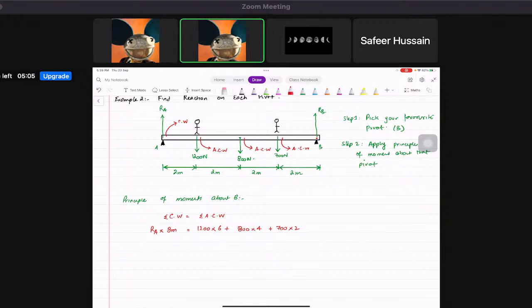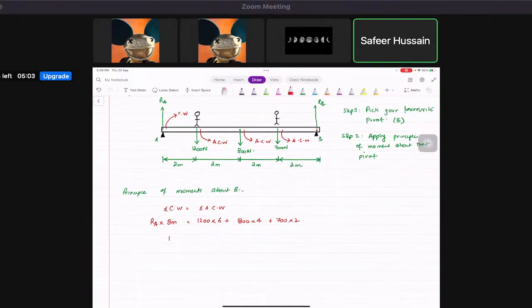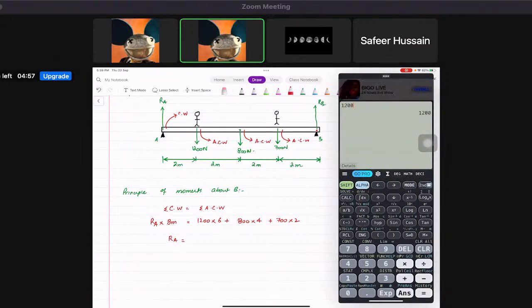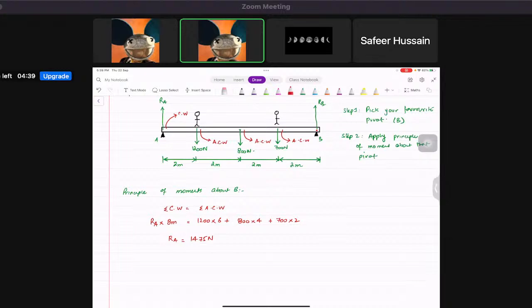Okay. Now RA is going to be 1200 times 6 plus 800 times 4 plus 700 times 2, and we divide this by 8. So we get 1475 newtons as the reaction on RA.